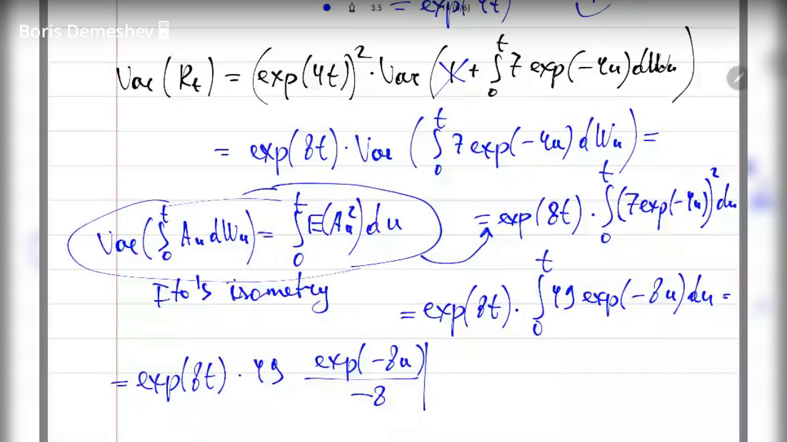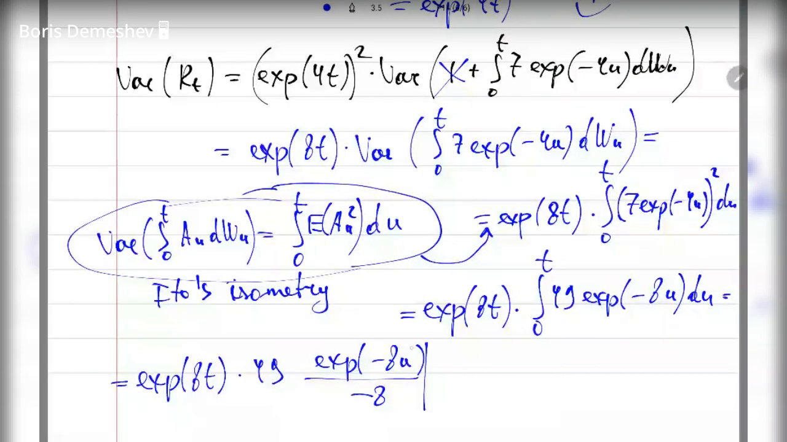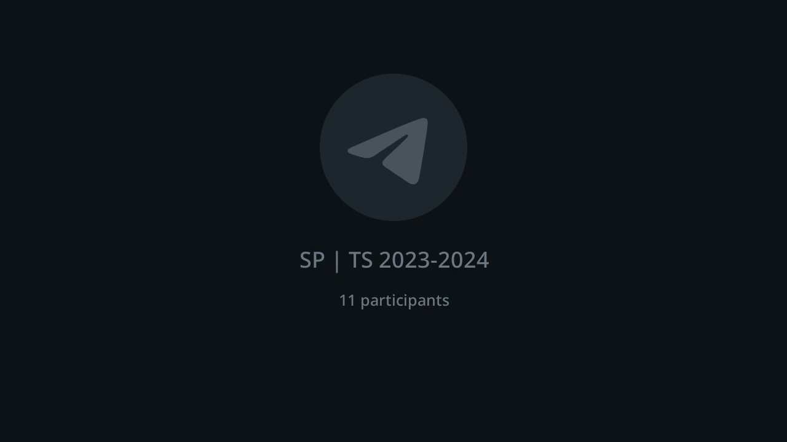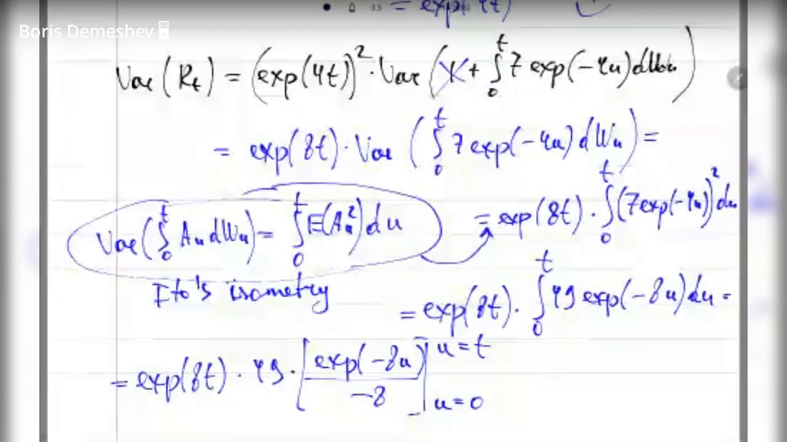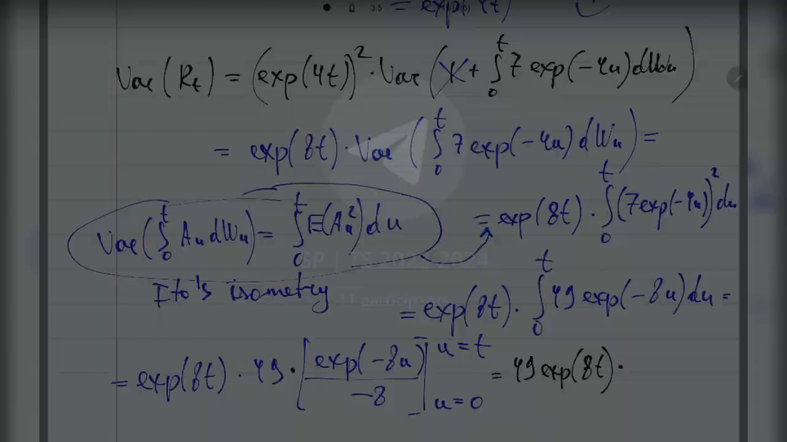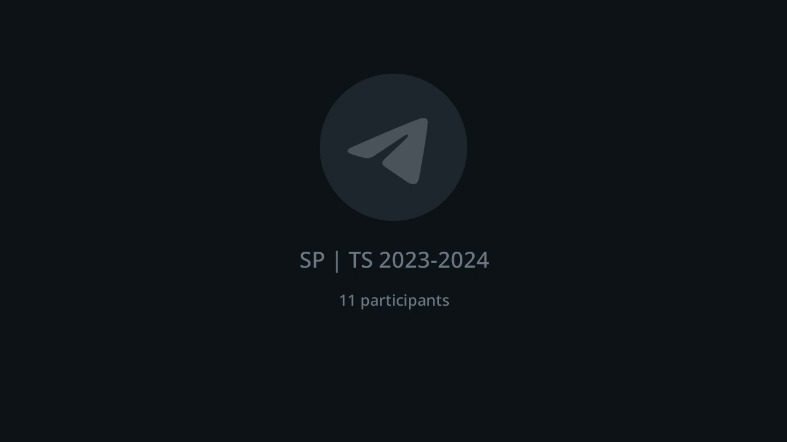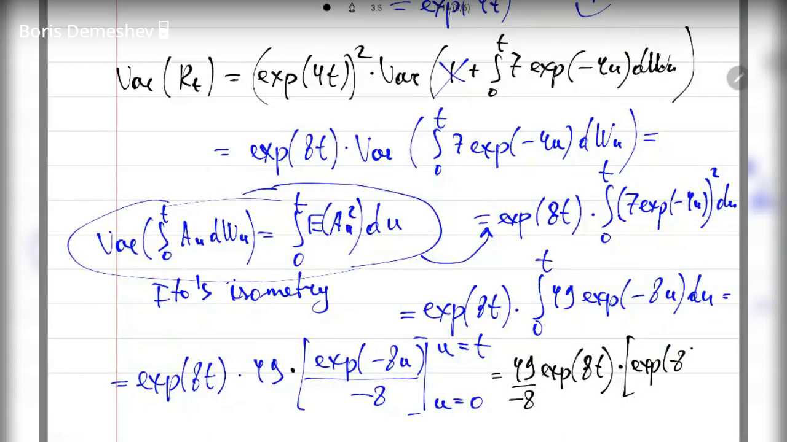and u should change from 0 up to t, and hence we've got our final answer, 49 exponent of 8t multiplied or divided by minus 8 multiplied by exponent of minus 8t minus 1. Yeah, exponent of 0 is 1.